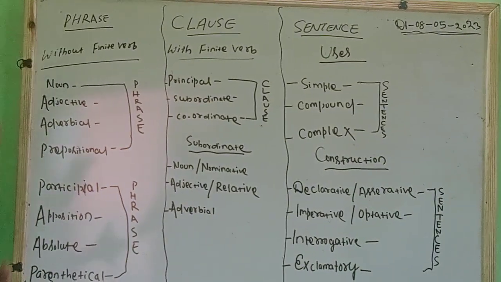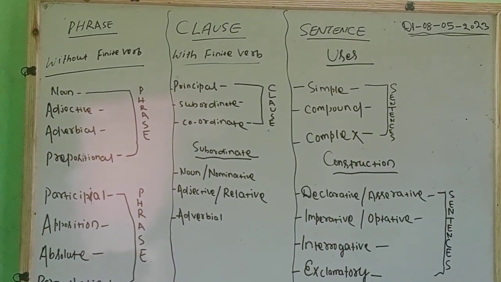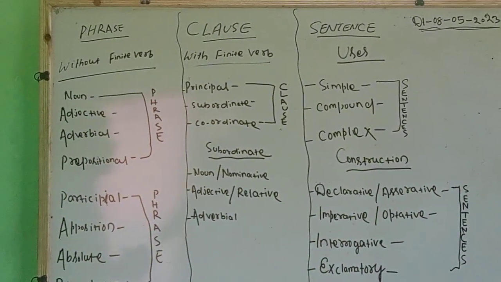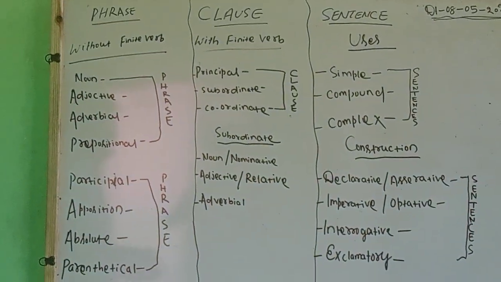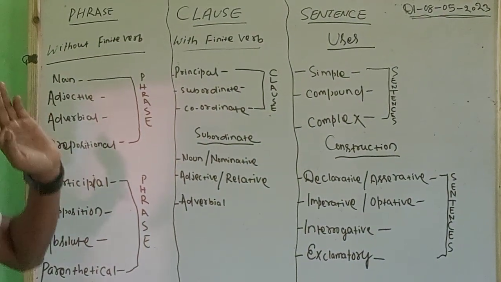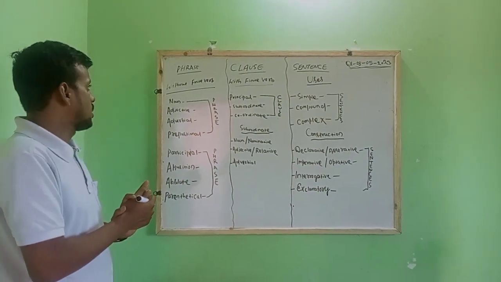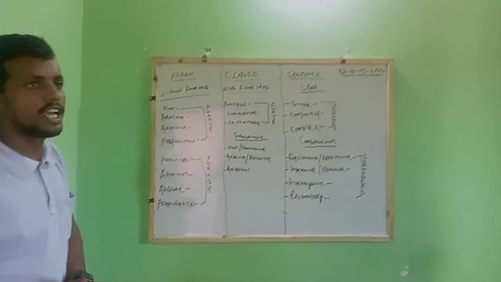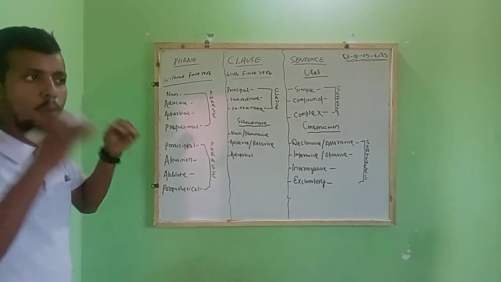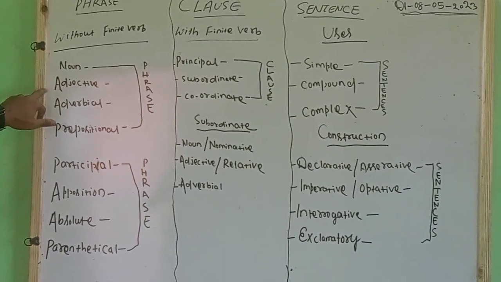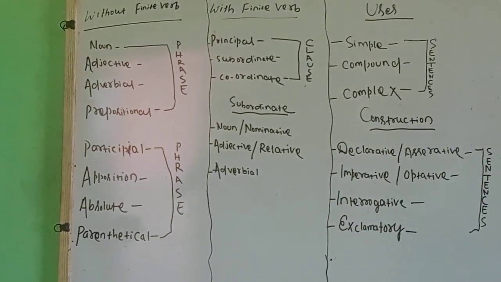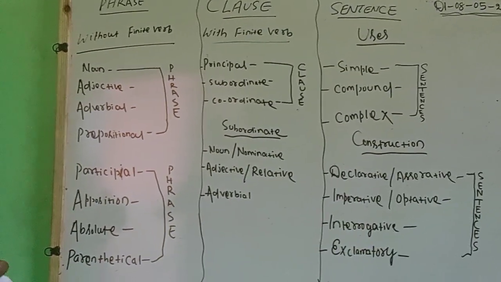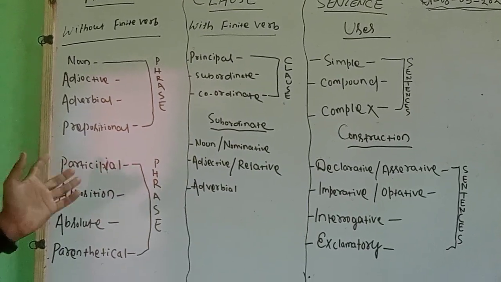So first is the phrase. A phrase is without a finite verb: a group of words arranged in such a manner that it will never carry a finite verb or a sense of completeness. Here we find the types of phrases in two ways. There is the nominal order, where we find noun, adjective, adverbial and prepositional phrases. From a noun we identify the name of a place, persons, matter and anything else.